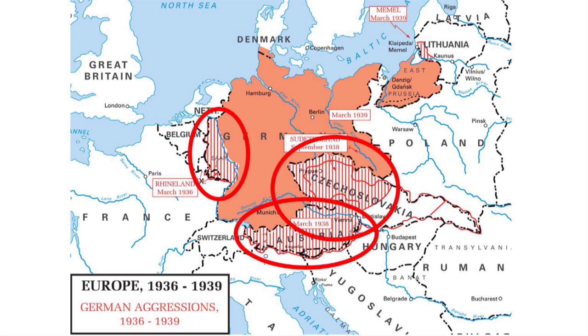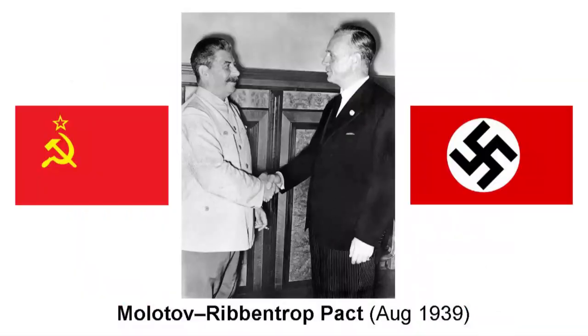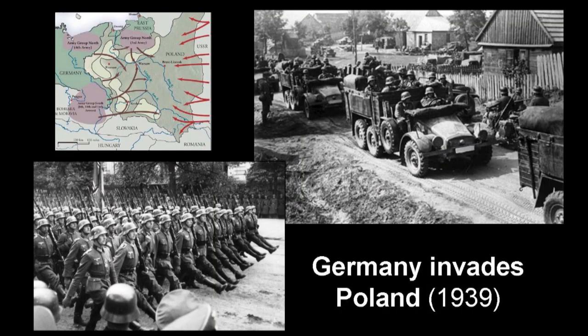Now, one thing England and France were counting on was that the Soviet Union might prevent Germany from attempting to expand eastward any farther into Poland, but Hitler signed a secret non-aggression pact with the Soviet Union in 1939, which gave him free rein to go ahead and invade Poland. In September 1939, Hitler invades Poland, and at this point, Britain and France declare war on Germany.